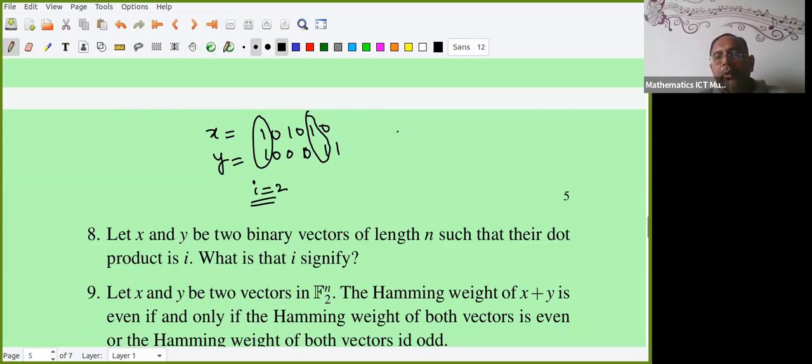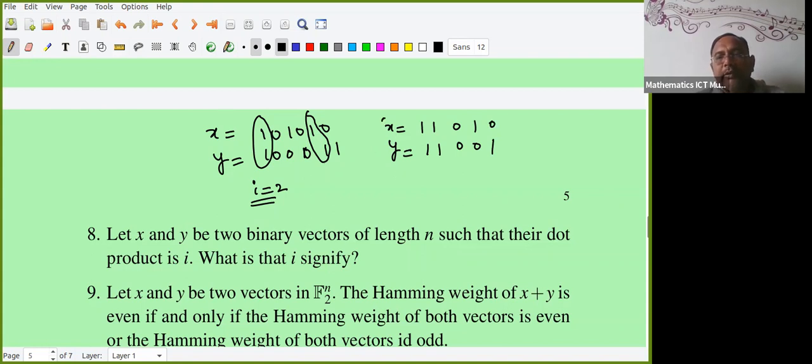What do I do? In the first vector, I write these 2 ones before, and the remaining I will write 0 1 0 1. So x and y, I am bringing the common positions first. This is already in first position. That also I bring into second position. Remaining I will write as it is: 0 0 1 0 and 0. Does the dot product change?